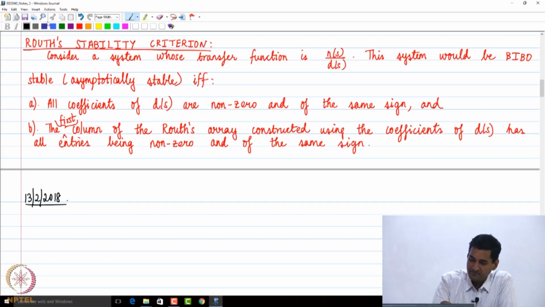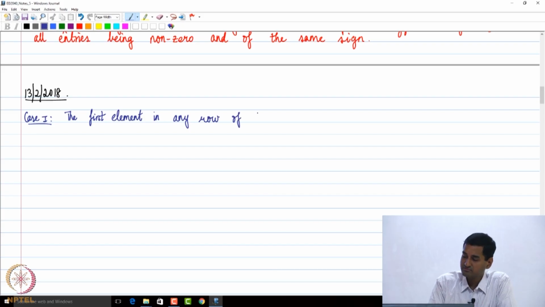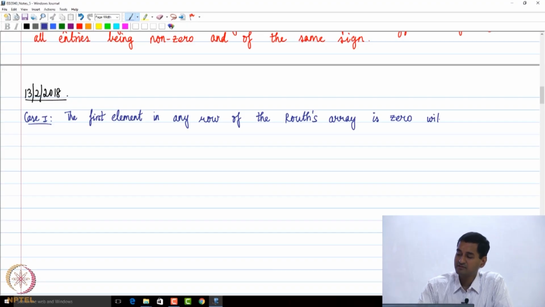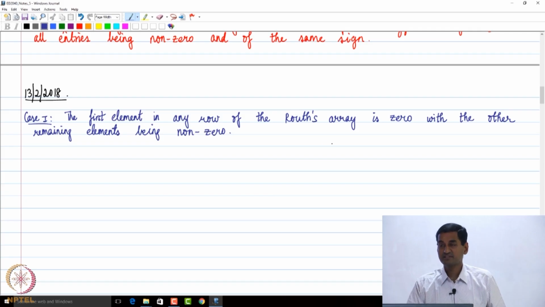So the first case is when the first element in any row of the Routh's array is 0, with the other remaining elements or entries being non-zero. Okay, so that's the first case that we would be studying.